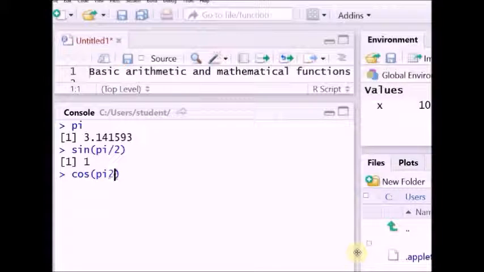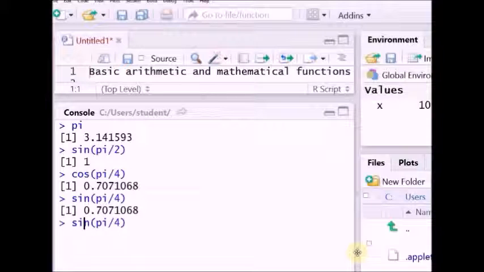Cos of pi by 4 is 0.70. Okay. Similarly, sine of pi by 4 is the same value. Next, tan of pi by 4 is 1.